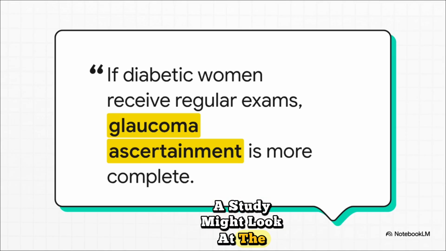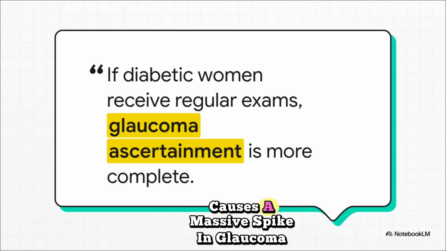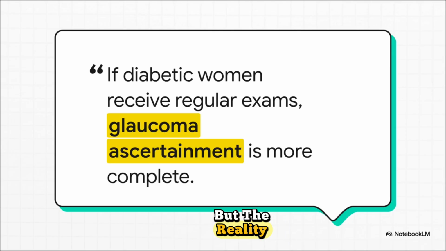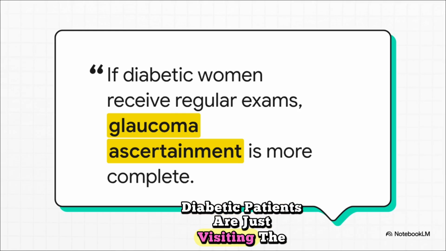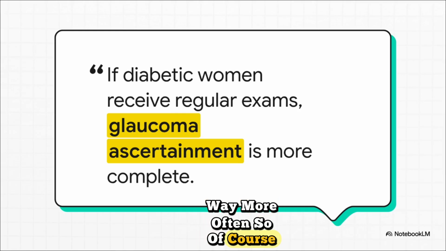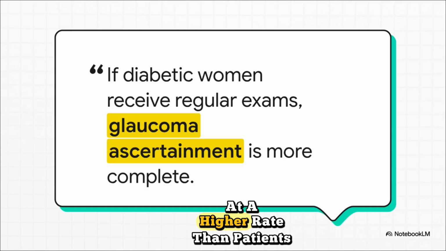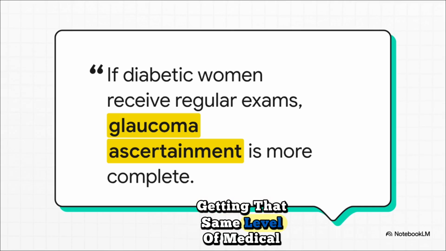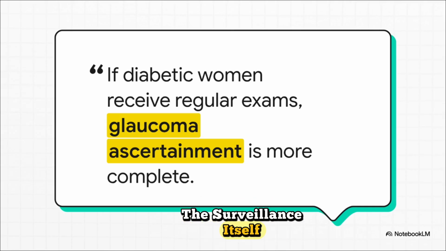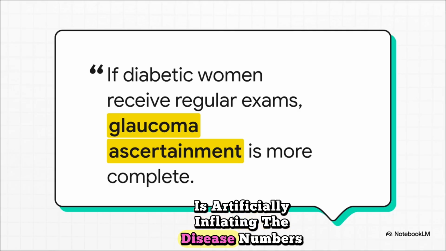A study might look at the data and conclude that diabetes causes a massive spike in glaucoma. But the reality? Diabetic patients are just visiting the eye doctor way more often. So of course their underlying conditions are going to be detected at a higher rate than patients who aren't getting that same level of medical surveillance. The surveillance itself is artificially inflating the disease numbers.